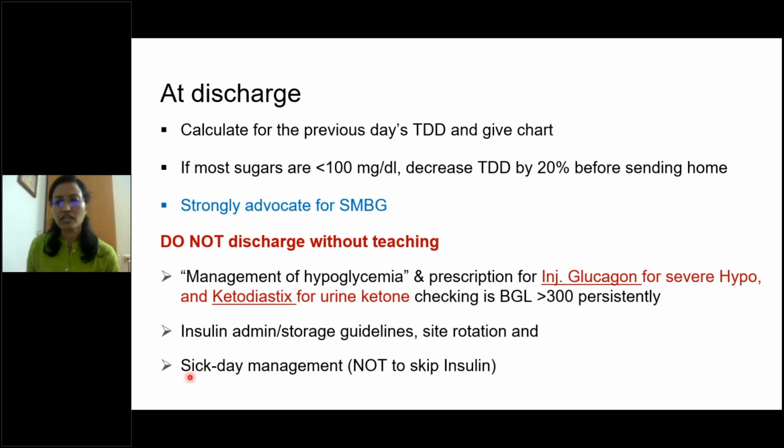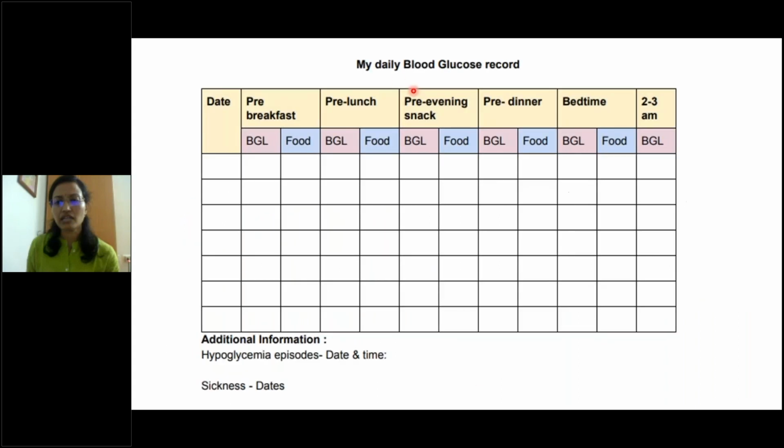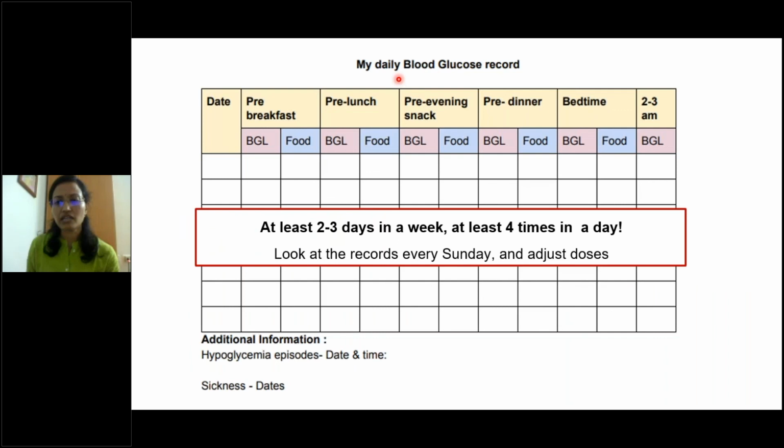And insulin administration and storage guidelines have to be explained, and site rotation has to be explained. At least be briefed, if not explained in detail, not to skip the insulin during sick days. And what's the importance of self-monitoring? This chart is the costliest aspect of type 1 diabetes management.